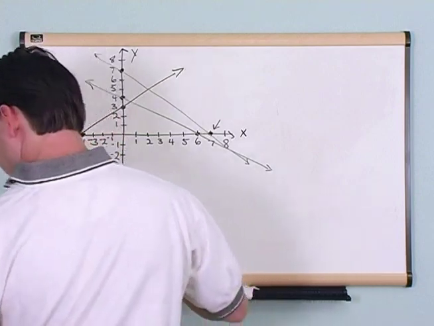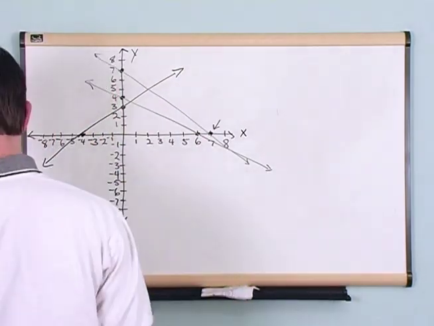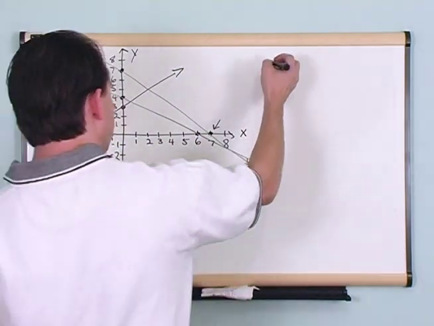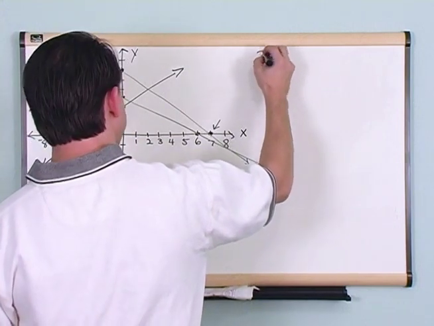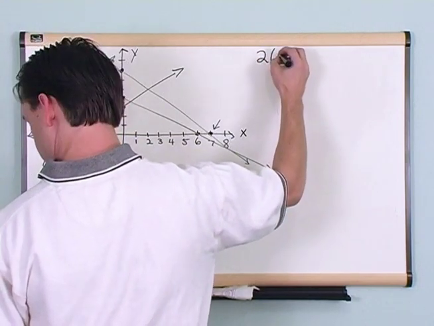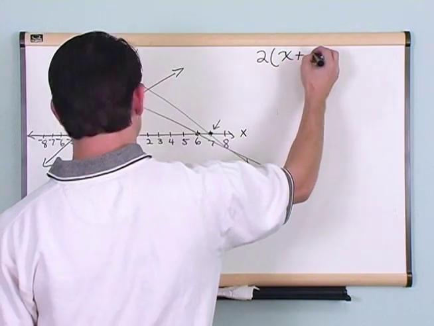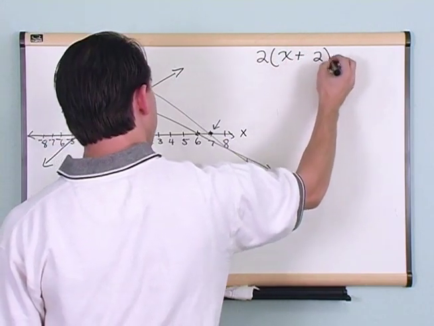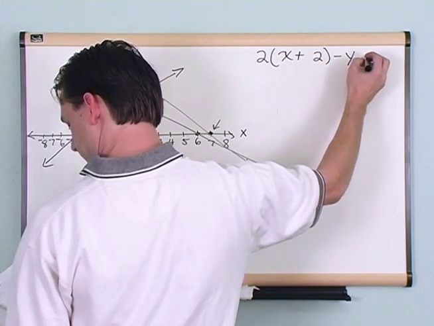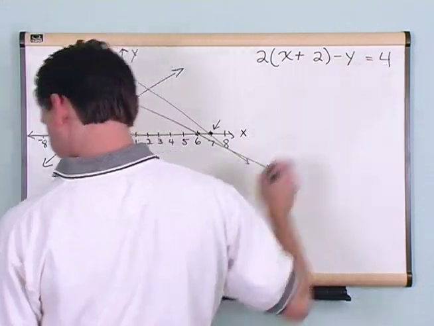Let's do one more, and then I think our graph will probably be cluttered enough where we'll just start over here. And we'll take a little bit more difficult example. We'll say 2 times x plus 2 minus y is equal to 4.